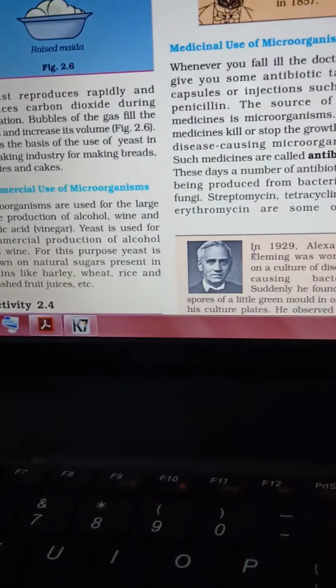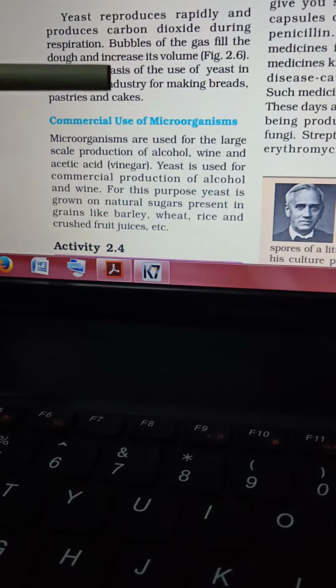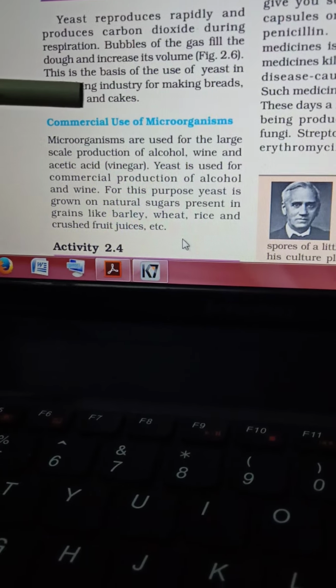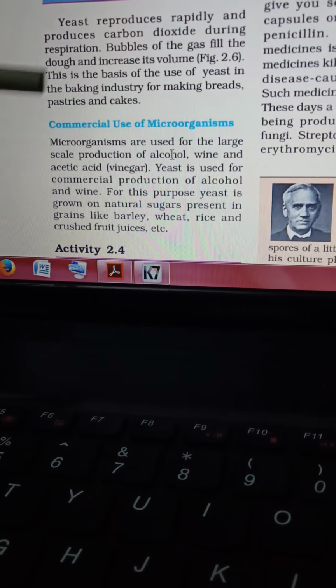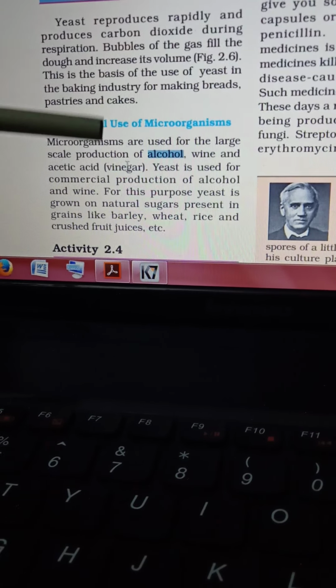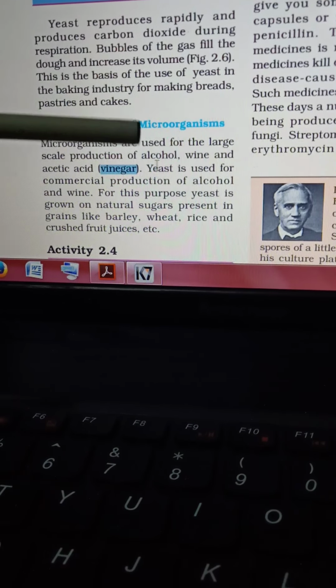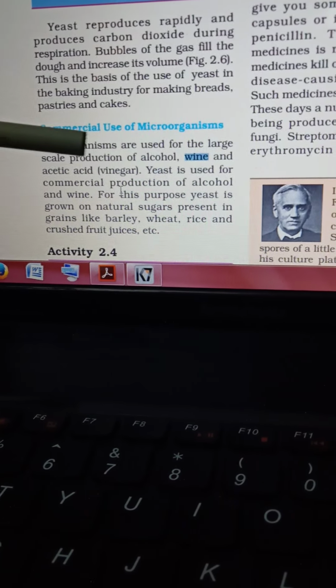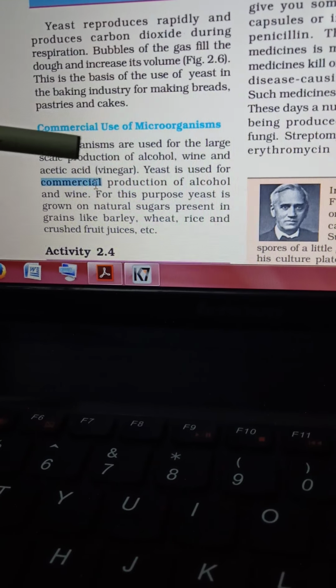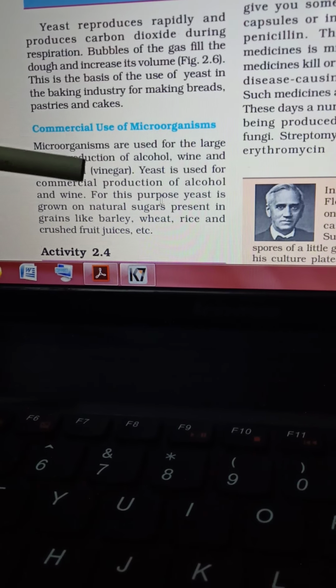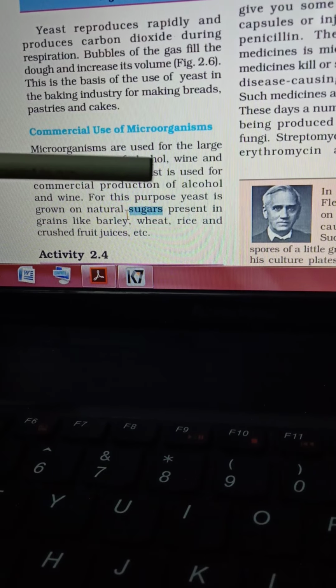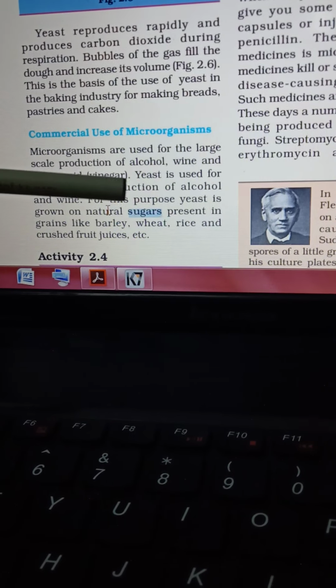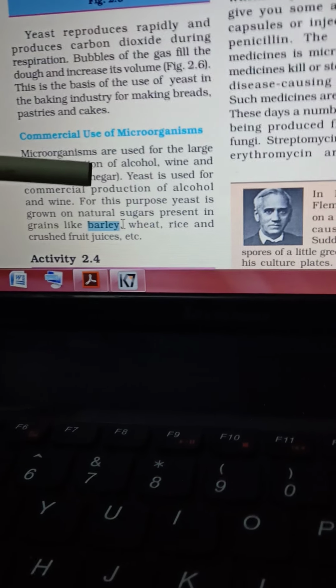Commercially, how is it used? Commercial use: large scale production of alcohol, wine and acetic acid. Acetic acid is from bacteria, while alcohol and wine are from yeast. Yeast is used for the commercial production of alcohol and wine. And what happens here is yeast is grown on natural sugars. Natural sugars are present in grains like barley, wheat, rice and crushed fruit juices.